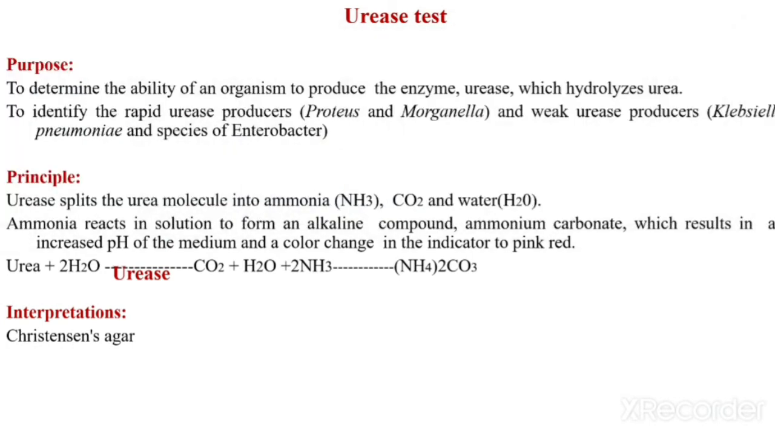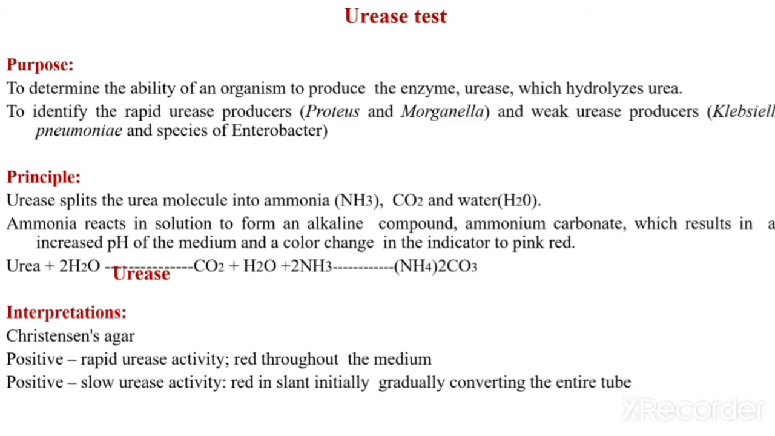What is the interpretation? Let's see. If you have Christensen's agar for the test, and if you got a positive result, then we are going to say that there is a rapid urease activity rate throughout the medium. Positive, slow urease activity rate in the slant, initially gradually converting the entire tube. Negative results, there is no urease activity, medium remains yellow.